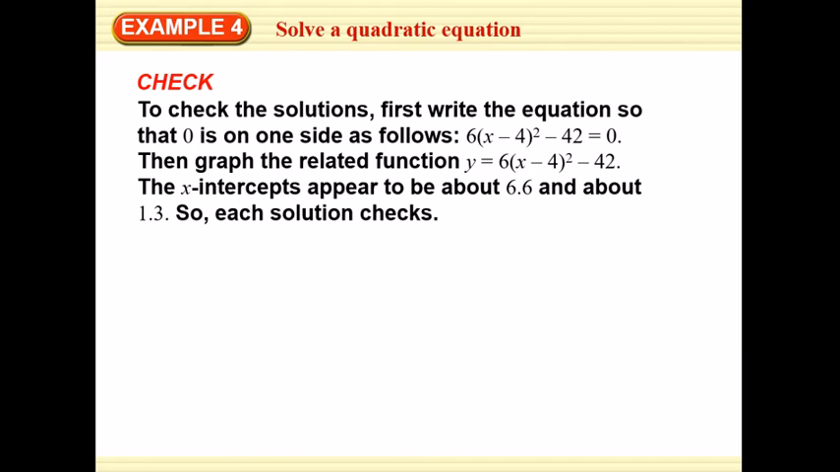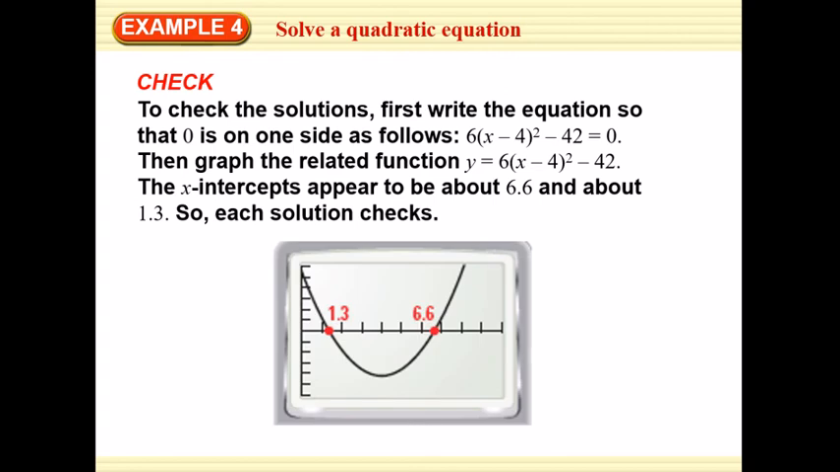Alright, and example 4, the check for this is to go ahead and substitute in those values and see if you do get 0. Another way that you could do it, which they're telling you, is solve for 0 instead. Alright, so if I have my original equation, that's 6 times x minus 4 squared equals 42, when I substitute in my approximate x values, I should come out to a true statement. So it should be, it's not going to be exact because we rounded.